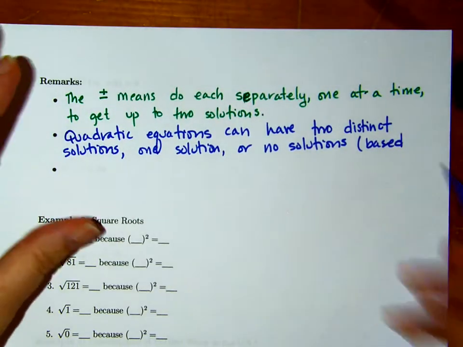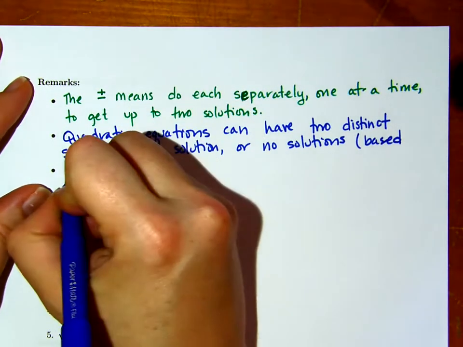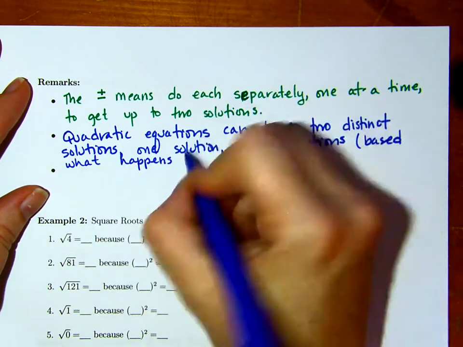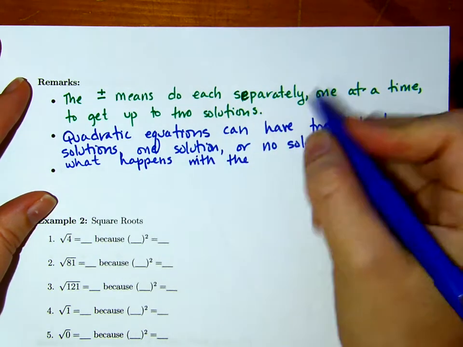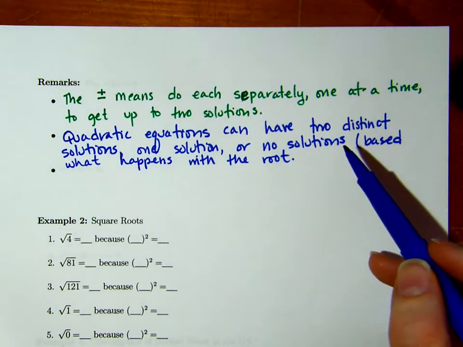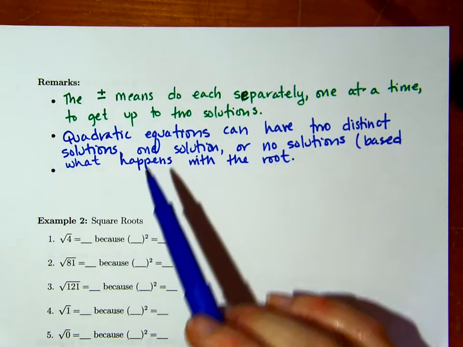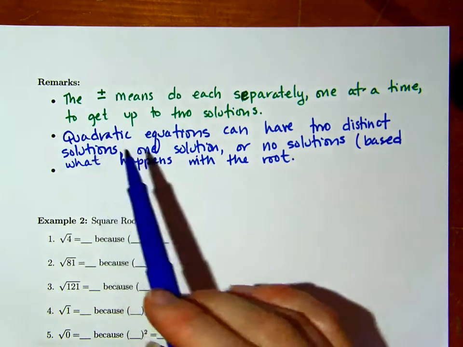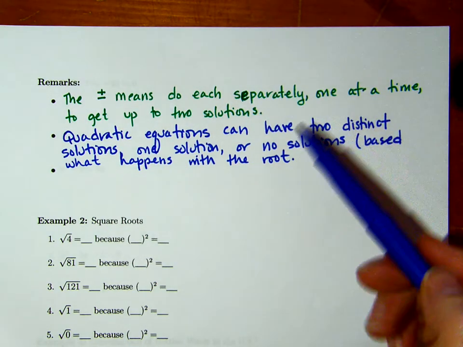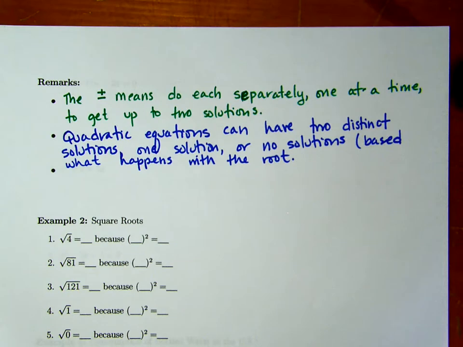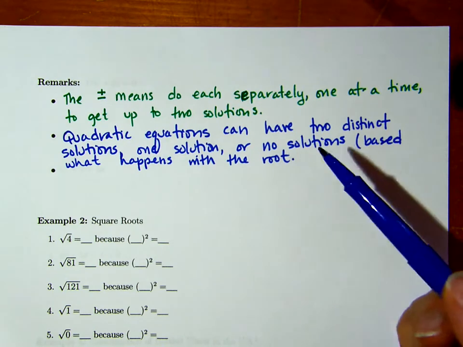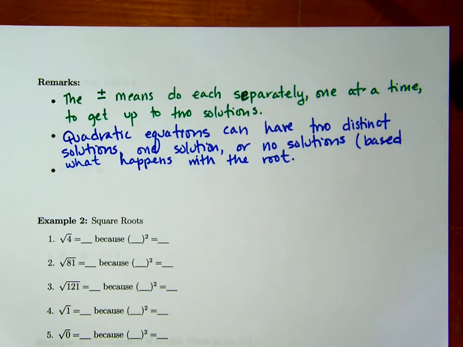So based on what happens with the root, if that square root turns out to be 0, you have one solution, because you're adding or subtracting nothing. If that square root ends up being like the square root of 49 and you're adding and subtracting 7, then you're going to have two different answers. One where it's add 7, one where it's take away 7. But what if that square root can't even exist on its own? Then you're going to have no solutions.